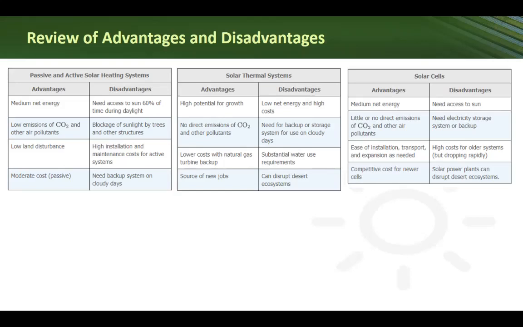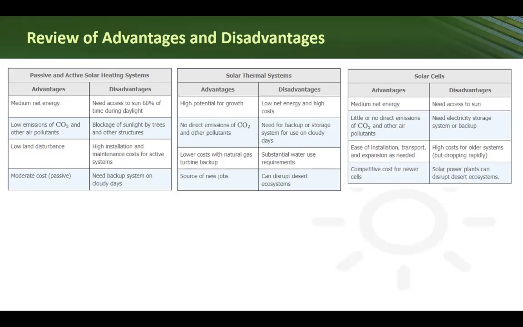You have to have access to sun 60% of the time during the daylight. So you need those peak sun hours we were talking about. Blockage of any sunlight by trees, other structures, other buildings, clouds. I mean, my house would be horrible for doing solar because most of the house is blocked by trees. The installation and maintenance costs for active systems are fairly expensive, and there has to be a backup system for cloudy days, okay, because it's not going to be sunny all the time.